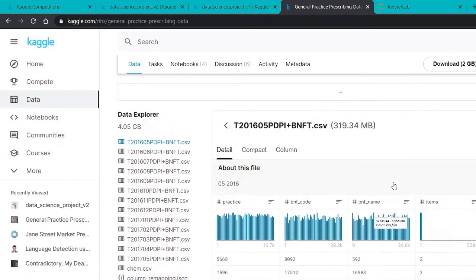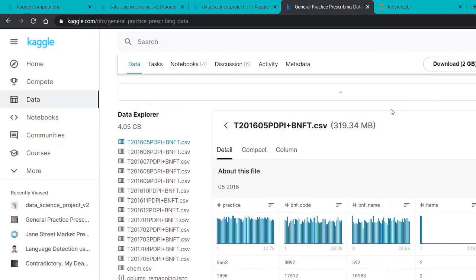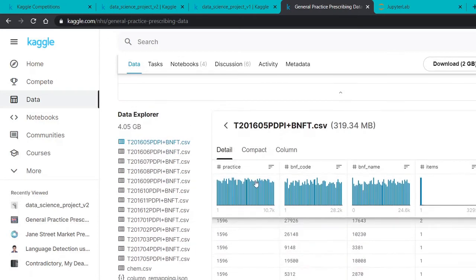The BNF code is a 15-digit code, and the first 7 digits represent which chapter it belongs to, for example the central nervous system. Then within that chapter, which section it belongs to, and in each section, which subsection. That's how the 7-digit code is formed, and the remaining 8 digits correspond to the medicine quantity and dosages, which we are not going to concentrate on. We're going to only concentrate on the first seven numbers of the BNF code, as you can see here.